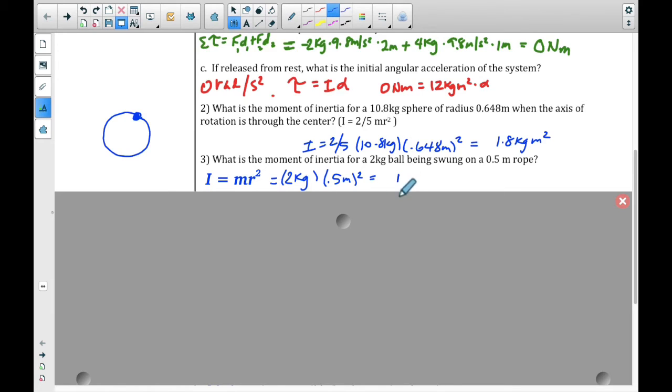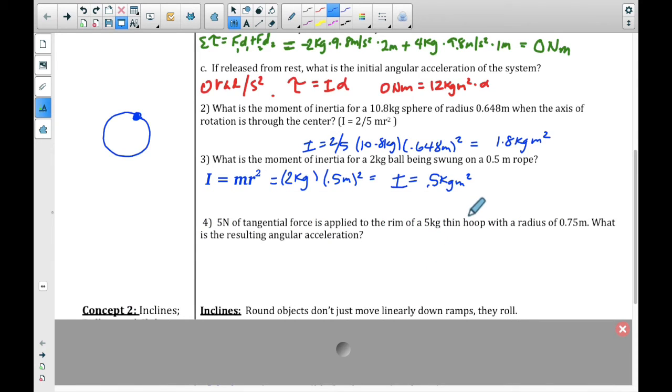And so our moment of inertia, the numerical quantity that it comes out to be, we're going to multiply that together and get 0.5 kilogram meters squared. So once again, the idea here is this is a quantity that quantifies how easy something is to swing or roll, or how difficult it is to swing or roll.